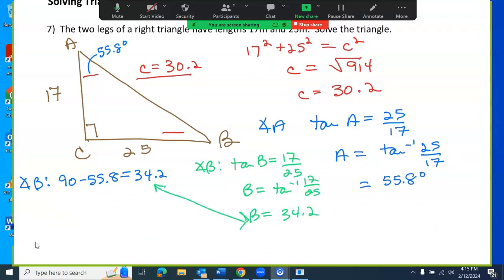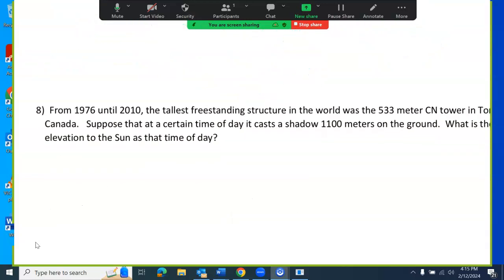So I can either do inverse trig and get the answer, or because I'm only missing one angle in this triangle, and I know those two acute angles of A and B are complementary, which means they add to 90, I can just get the missing angle at that point by subtraction. Either way, I'm good with that.